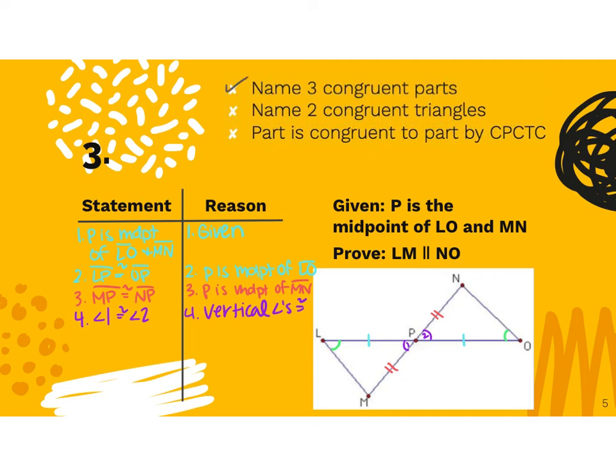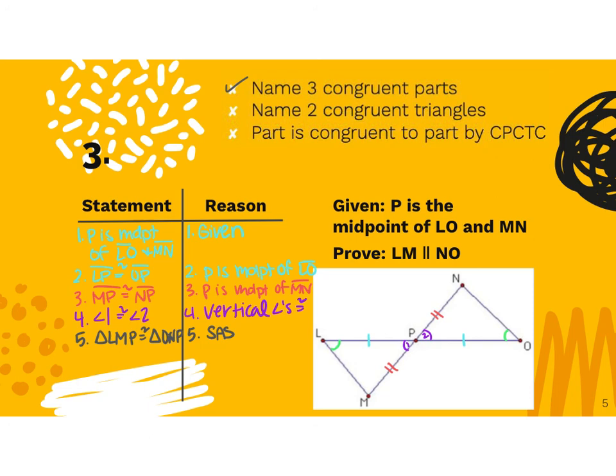Now, we have enough here. Since we've named our three parts, we need to name our two congruent triangles. So triangle LMP is congruent to triangle OMP... rather, triangle L corresponds with O, M corresponds with N, and P corresponds with P. And this is because we have two sides that are congruent and the included angle. So it is side, angle, side.